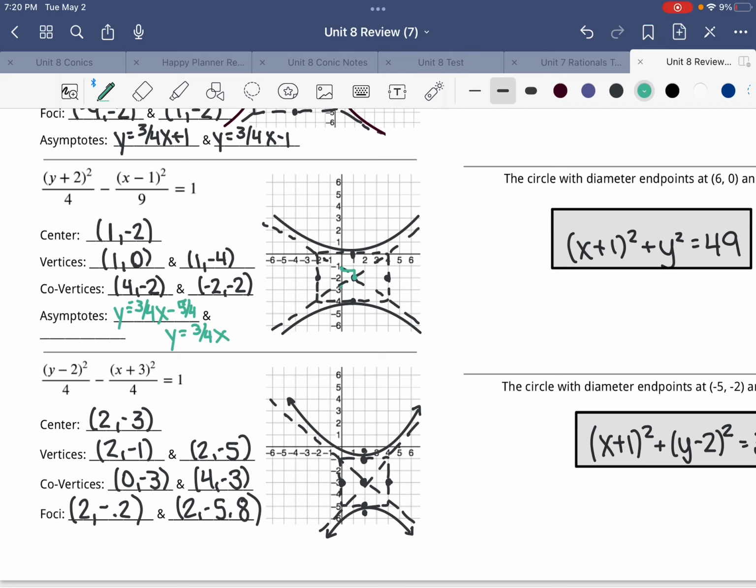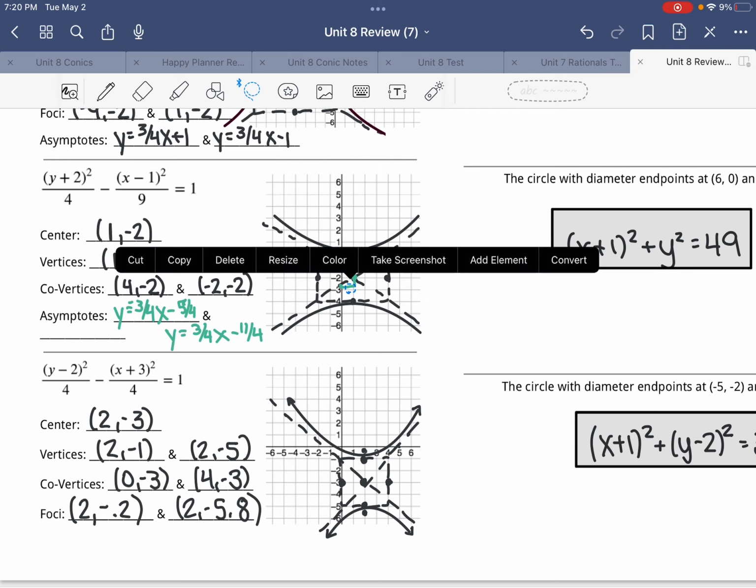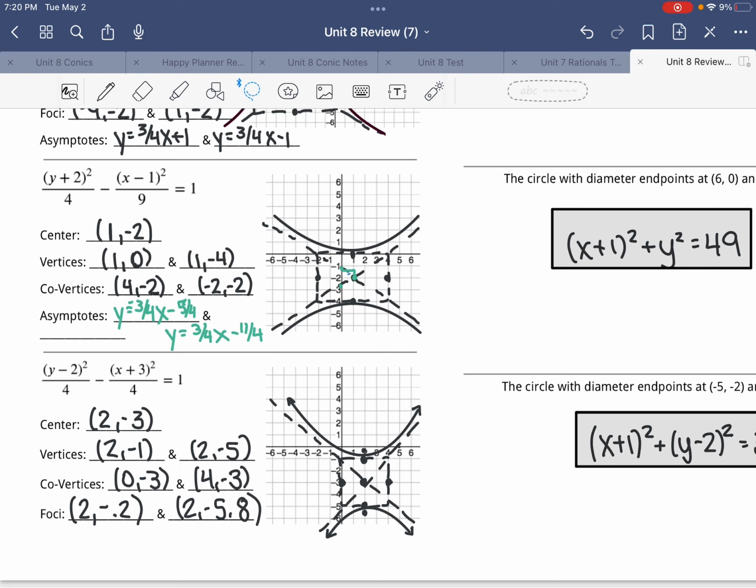And it looks like it crosses right here between 2 and 3. Again, if I start at negative 2 and I go down 3/4 over 1, now I'm at negative 2 and 3/4 or negative 11/4. And I'm going to go ahead and delete some of these because they end up looking really confusing if you leave them on there. I just wanted you guys to be able to see what I was thinking.